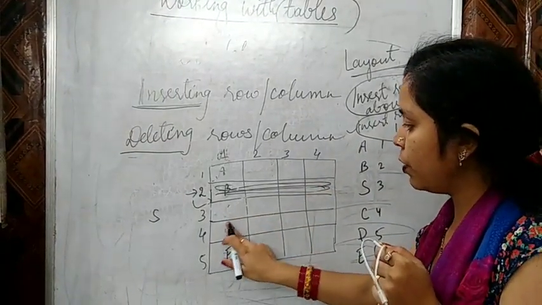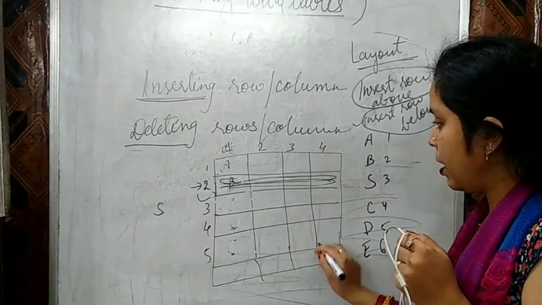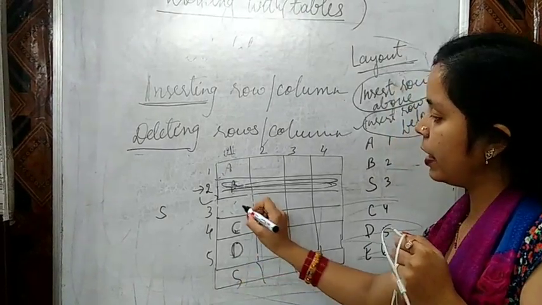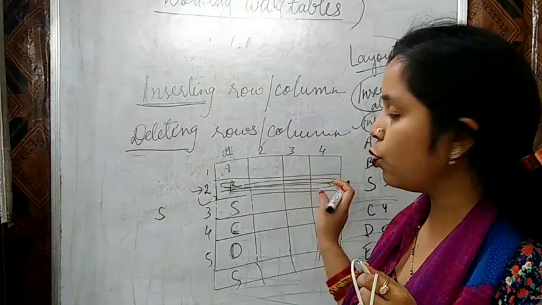So after that, what you will find? You will find one more row will be added in your table, and after that you can write in this S letter. So like this you can insert rows in a table.